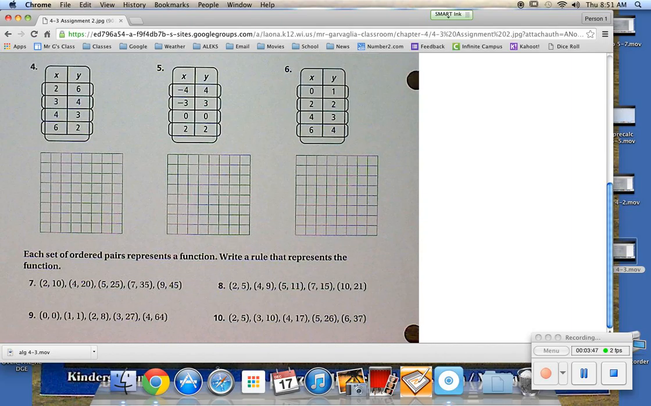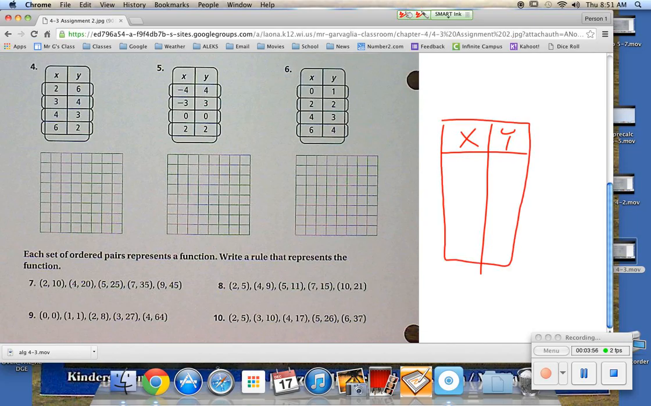And a table form is going to look like this. You're going to have your x, you're going to have your y. I always call it my t-chart, although if you want to box it in, you can and make it look like a table. And then I put in my numbers: 2, 10, 4, 20, 5, 25, 7, 35, and the last one, 9, 45. Can we figure this out?